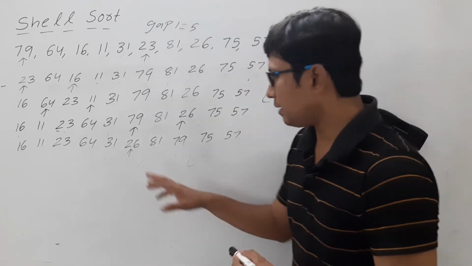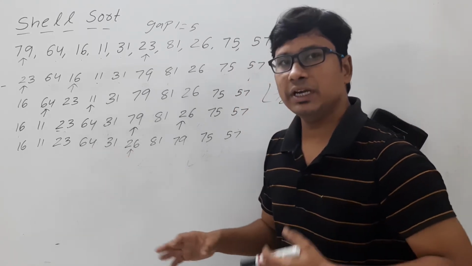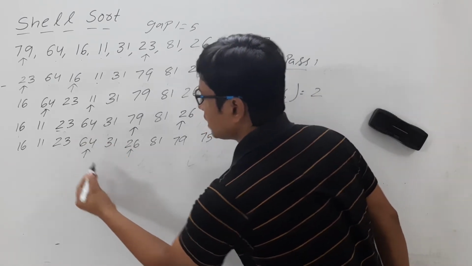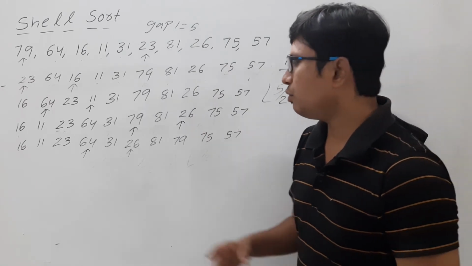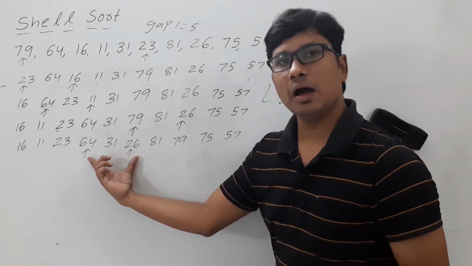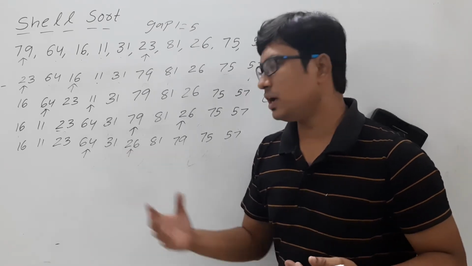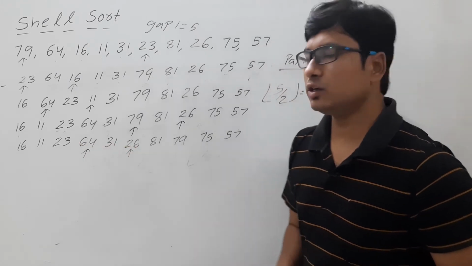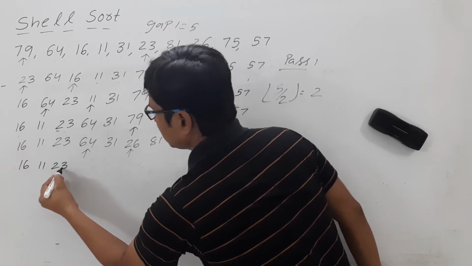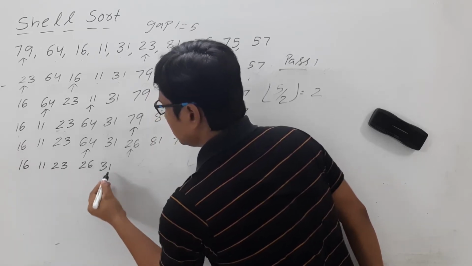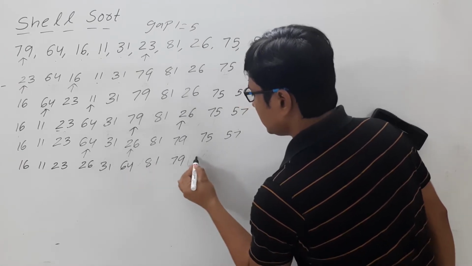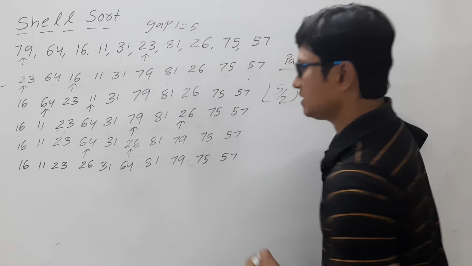Now you need to compare this element with an element of gap 2 in the backward direction also. So 26 you will compare with 64. Now what has happened? 64 is greater than 26. So they are not in the appropriate position. So what should I do? I need to swap 64 and 26. It will be 16, 11, 23, 26, 31, 64, 81, 79, 75, and 57.